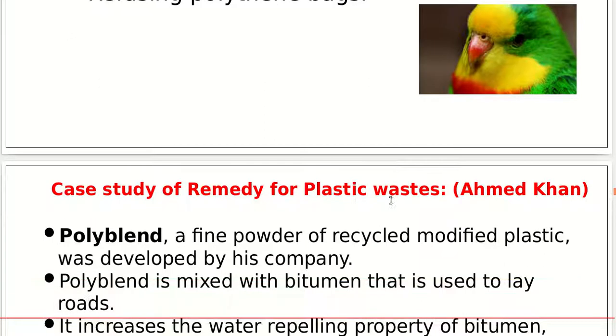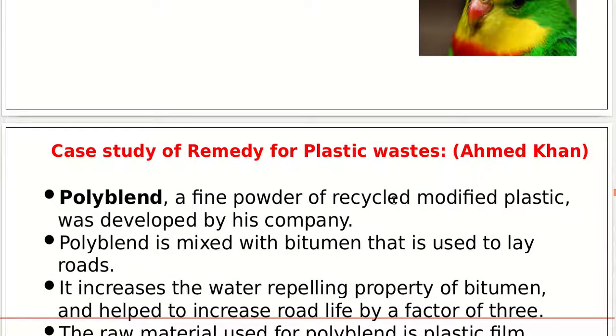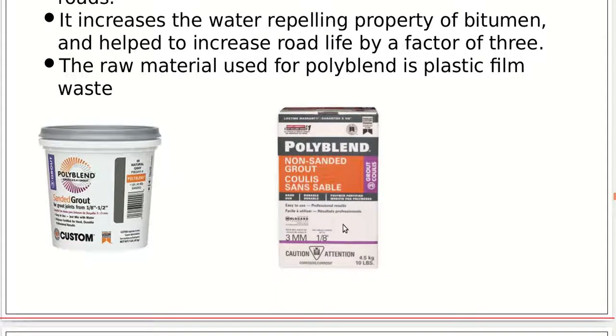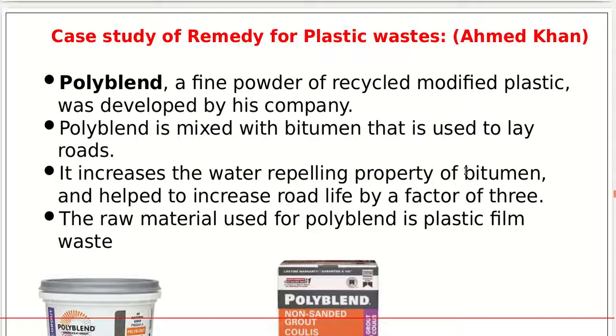The case study of a remedy for plastic waste was done by Ahmed Khan from Bangalore. Polyblend, a fine powder of recycled modified plastic, was developed by his company. Polyblend is mixed with bitumen that is used to lay roads, and the roads laid with this bitumen having polyblend have increased water repelling property and increased road life by a factor of 3. The raw material used for the polyblend is plastic film waste. So you can see the polyblend was developed by Mr.